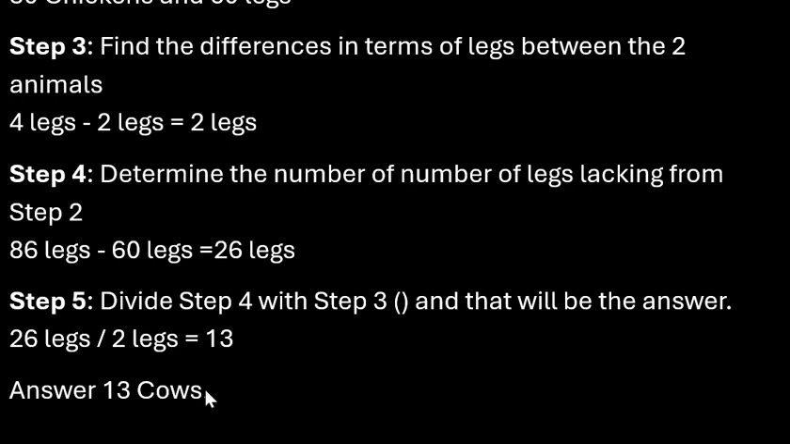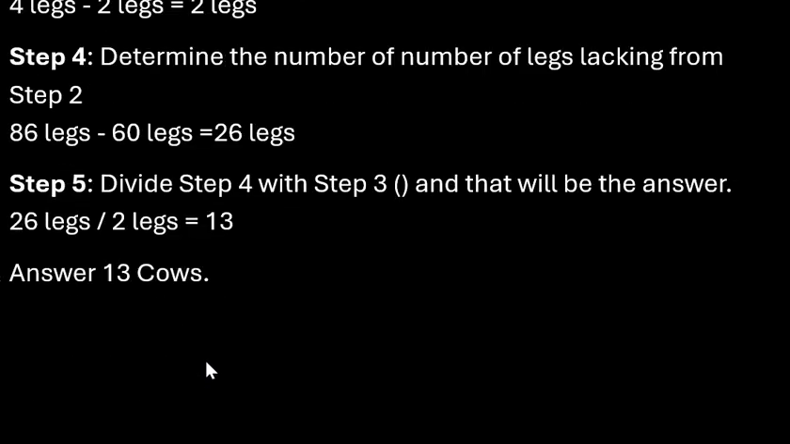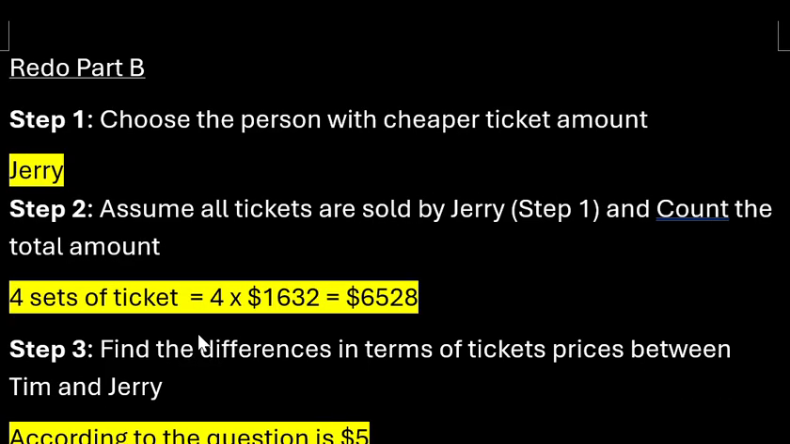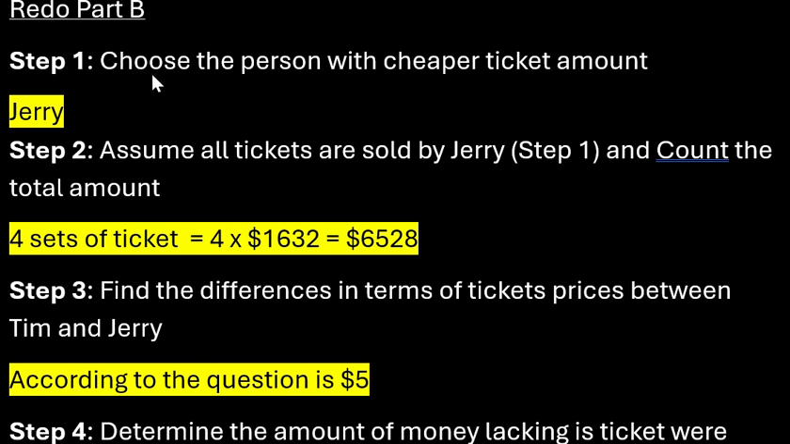How does it relate to part B of the question that we discussed just now? I redo part B using the same method. I choose the person with the cheaper ticket amount. In this case, Jerry is the one with the cheaper ticket amount. So assume all tickets were sold by Jerry, and count the total amount. Remember, there were 4 sets of tickets sold, because Tim sold 3 times more than Jerry, so in total there are 4. So I take 4 times 1632, and I get 6528.